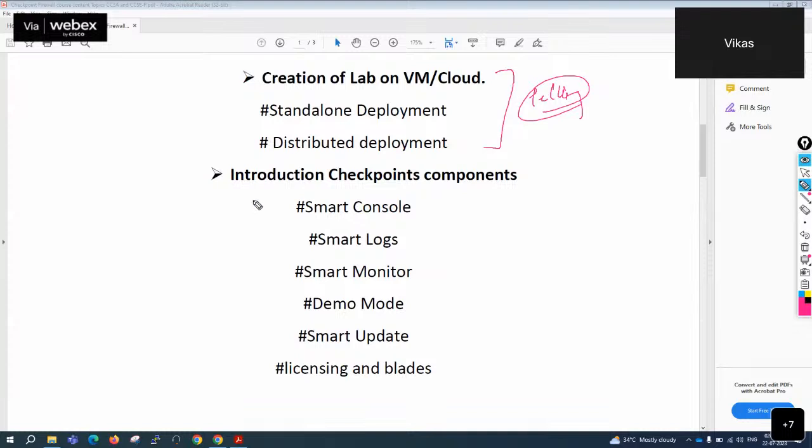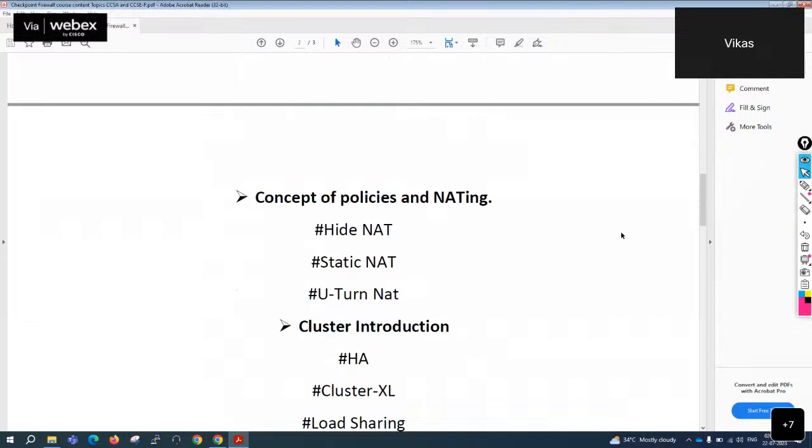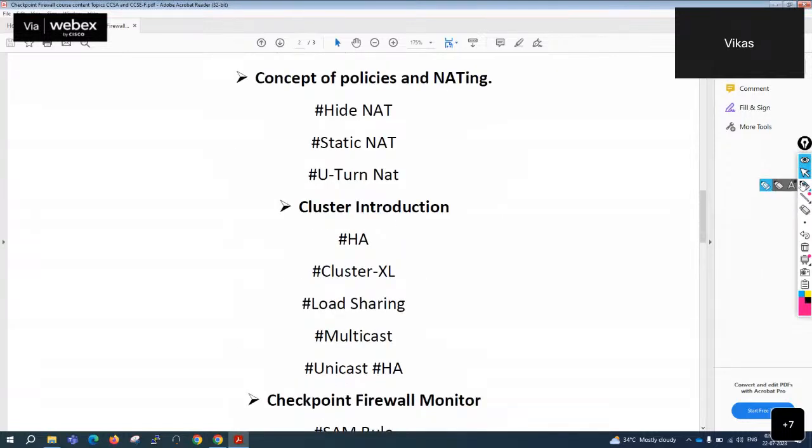Then we'll discuss the introduction of Checkpoint components. In Checkpoint we have multiple components like SmartConsole, logs, monitor, demo mode, SmartUpdate, licensing and blades. We will discuss each of them in great detail. I'll be showing you all these particular options.